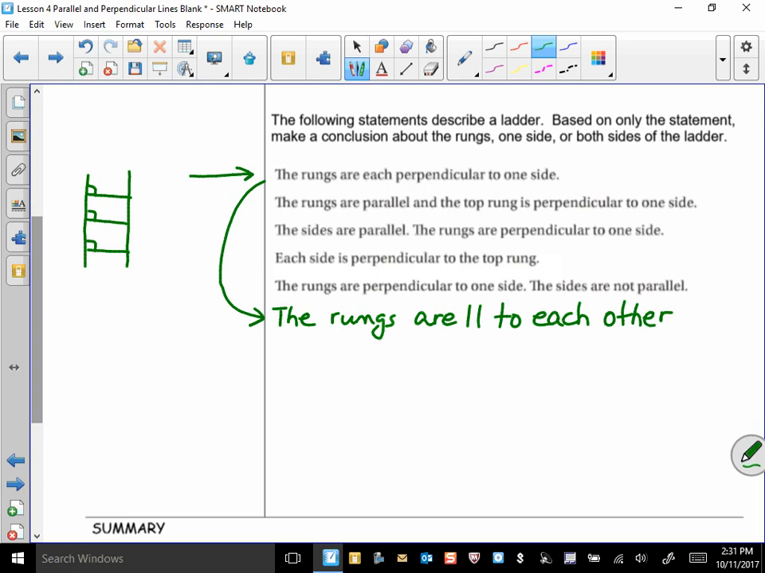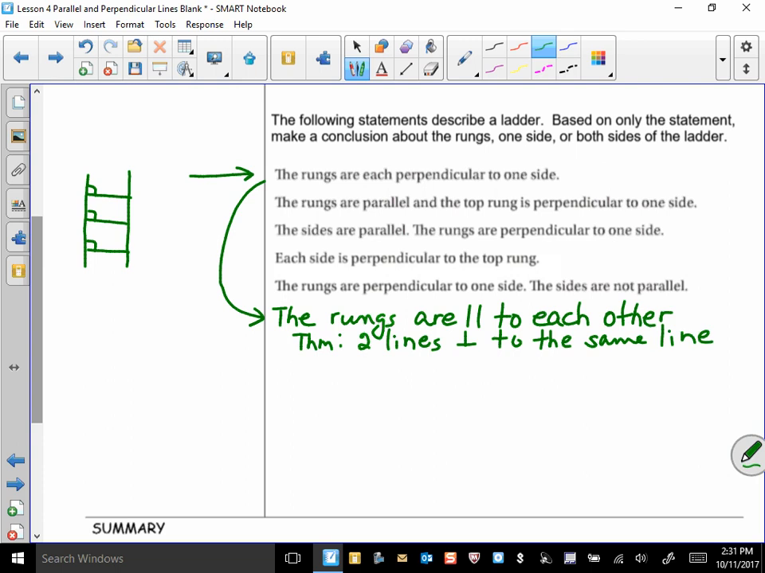And how do we know that? Because of the theorem that says if two lines are perpendicular to the same line, then they're parallel to each other. So we're going to abbreviate it: Theorem, two lines perpendicular to the same line. That's how we're going to abbreviate that.